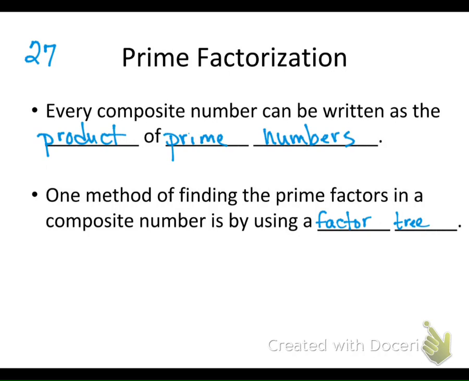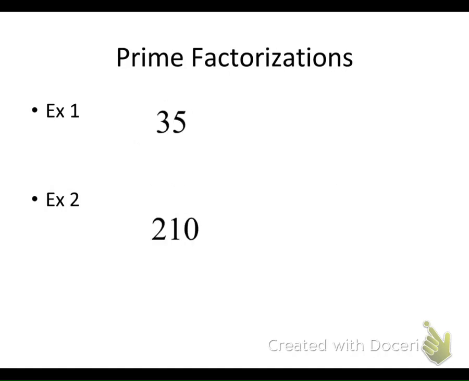So we're going to look at two examples. On your paper it says examples, and in each example below we're going to write the number as a product of prime numbers. So example number 1, we have 35. Example number 2, we have 210. So let's focus on example number 1 first. I want you guys to write 35 into prime factors. So we're going to make a factor tree.